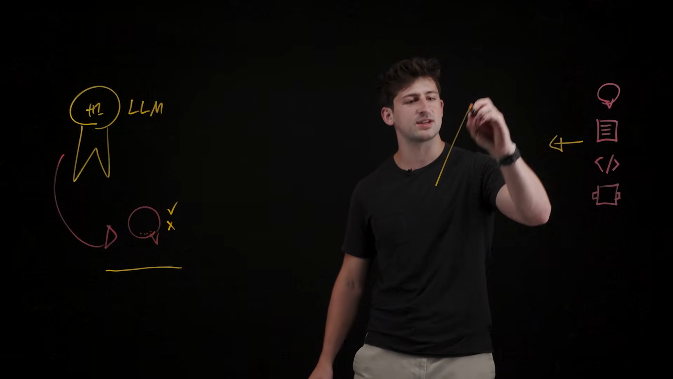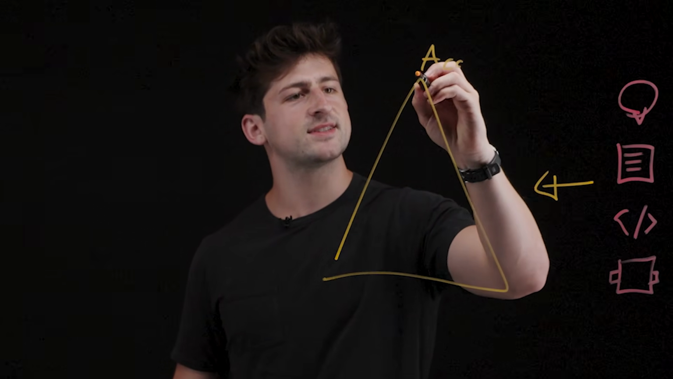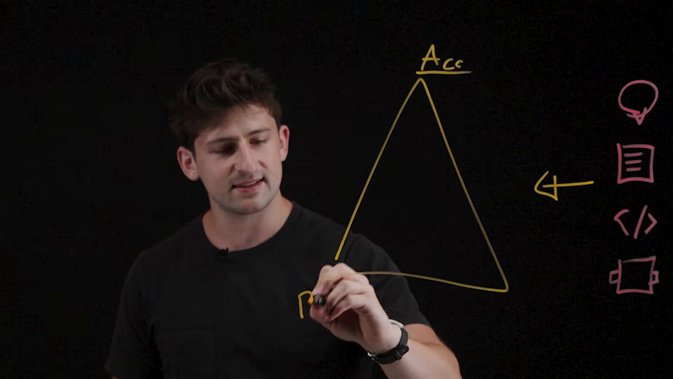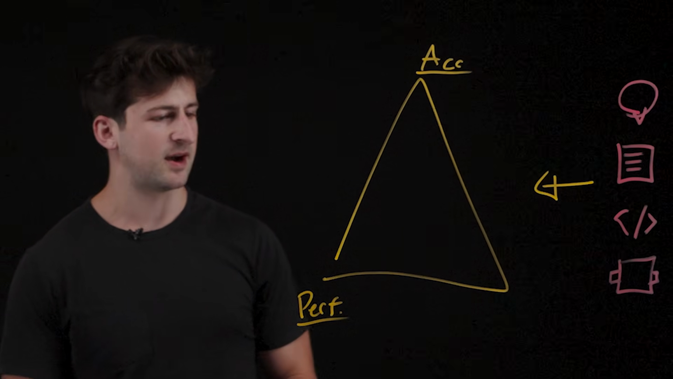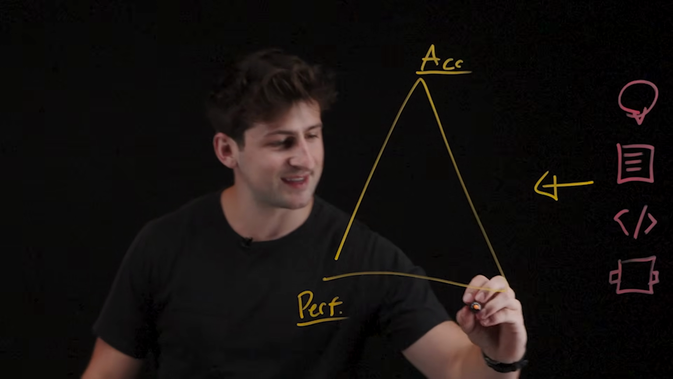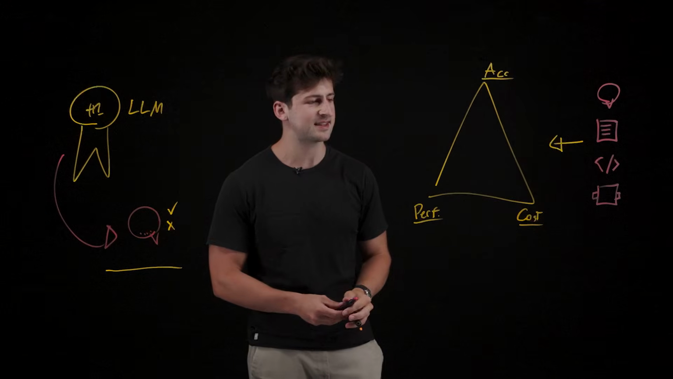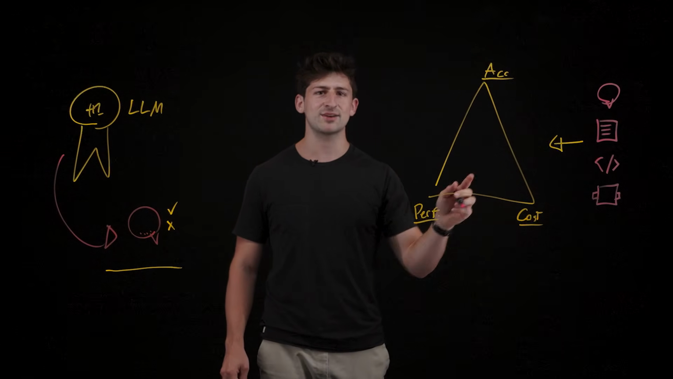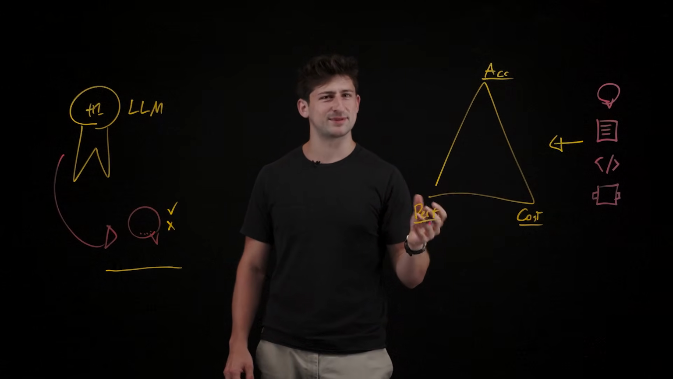I can visualize this in a triangle, where at the top you've got accuracy. So how accurate is the model? Is it giving you the right responses? Secondly, what's the performance of this model? How long are users waiting to get back a response? And then sometimes a tough conversation is, how much is this costing us? Typically, you can optimize for two of these qualities in your agent or application, but the third one is going to end up suffering a little bit.